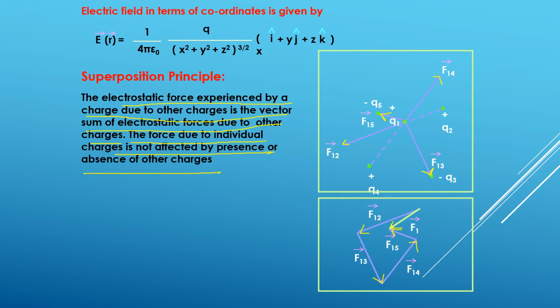We are not considering here the force between Q2 and Q3, Q3 and Q4, Q4 and Q5. The force between these charges Q2, Q3, Q3, Q4 will not affect the force due to individual charges, meaning between Q1, Q2, Q1, Q3, Q1, Q4. So the net force will be the vector sum of the forces which each charge would exert on the given charge.